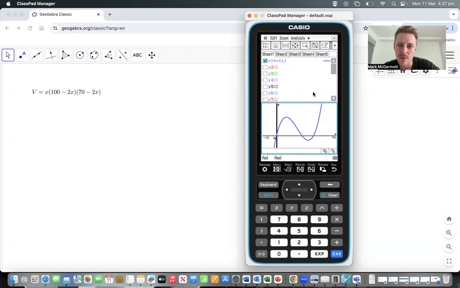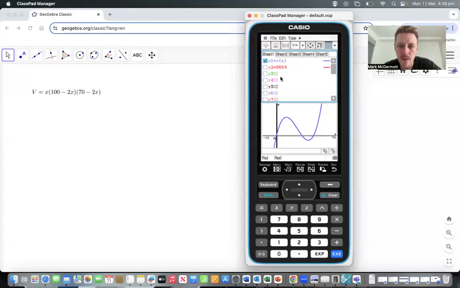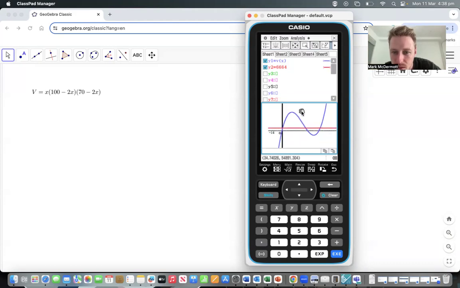So if we were asked, for example, what is the x value when the volume of the box is 6,664? Let me just make sure that's the right value. Yeah, so for argument's sake, we want to know what is the x value when the volume of the box is 6,664 centimeters cubed, let's say. What it's essentially doing is drawing a line at the volume. So when the y value, remember our y values are our volume values now, is 6,664. And then you're going to see that there are 2 times when that's true.